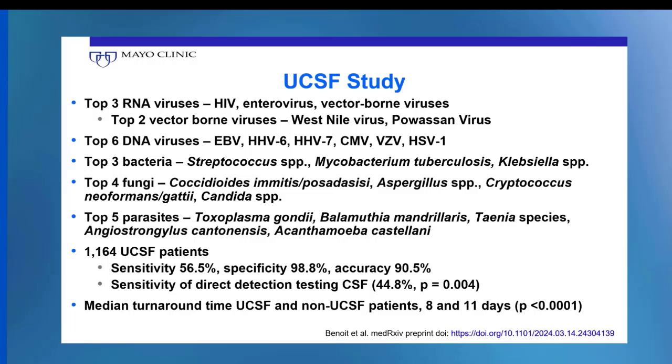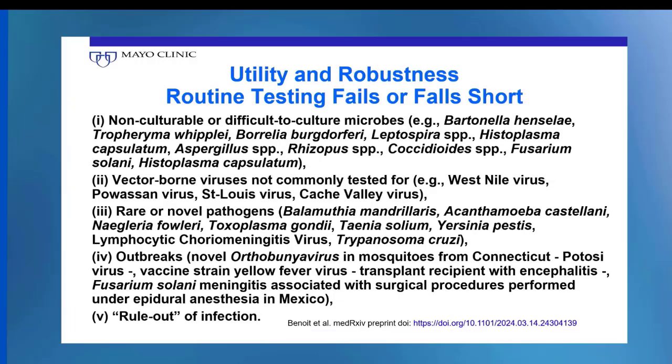And so it was longer if it was sent in from the outside. I'm going to show you our processes and turnaround times as well. This, I think, is really helpful. This is a commentary on utility and robustness and where this kind of testing might be helpful. And they comment that they feel that it's particularly helpful when routine testing fails or falls short. And they call out 5 situations. And so I thought I'd highlight those.